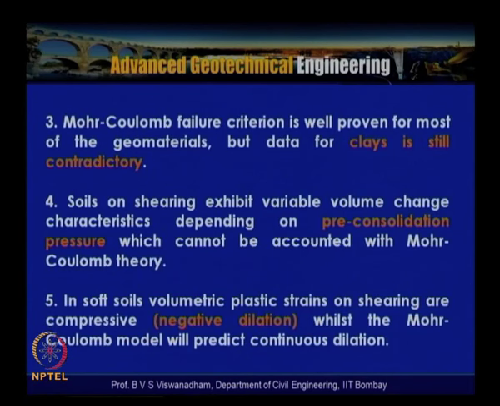In soft soils, volumetric plastic strains on shearing are compressive, that is negative dilation takes place, whilst the Mohr Coulomb model will predict a continuous dilation. So in soft soils or loose sands, the volumetric plastic strains on shearing are compressive in nature, that is they undergo negative dilation, whilst the Mohr Coulomb model predicts continuous dilation. This is also stated as one of the limitations of the Mohr Coulomb theory.